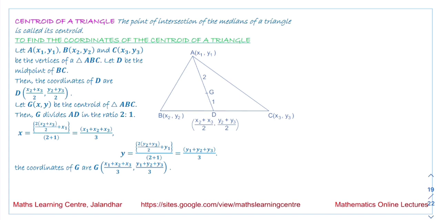So to find the coordinates of the centroid of the triangle, we use the following property. Suppose a triangle ABC is given to us. Centroid means that we have drawn the medians, and this is the third median. These are, say, D, E and F.